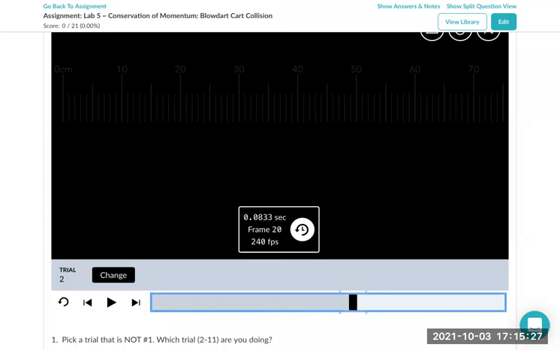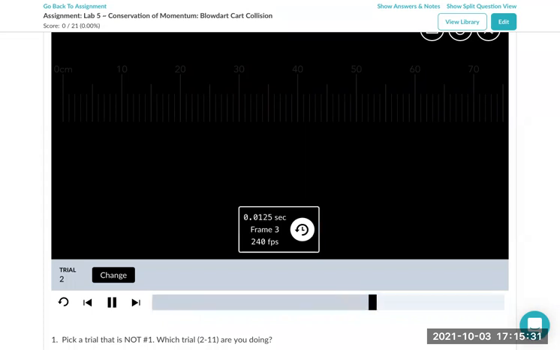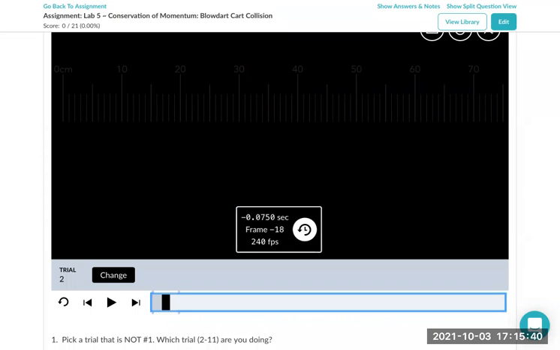Let's say, there you go, right here. I reset, and then I start the timer. So 0.0667. That will be your time for this trial. And then you have the distance.